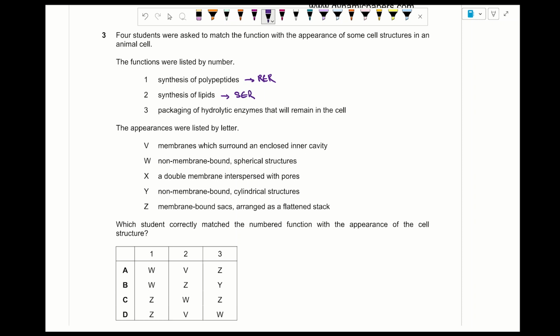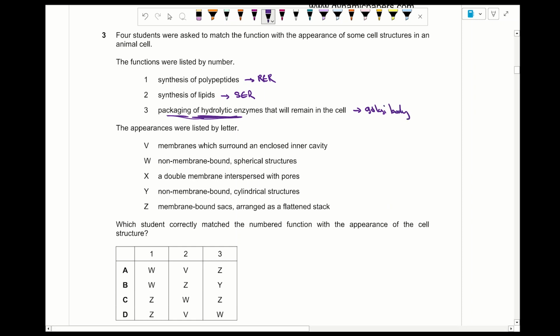For 3, packaging of hydrolytic enzymes that will remain in the cell. So as we all know, the Golgi body modifies proteins, therefore allowing the formation of lysosomes, which have the hydrolytic enzymes in a container so they don't cause damage to these cell organelles. Therefore, the answer is going to be the Golgi body.